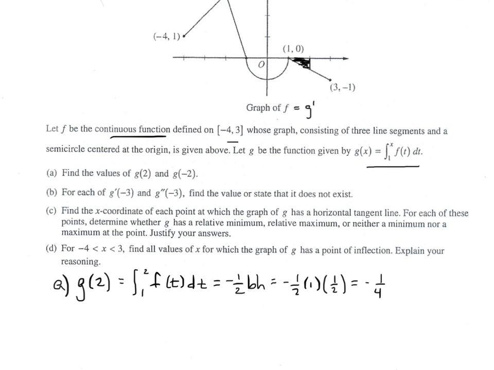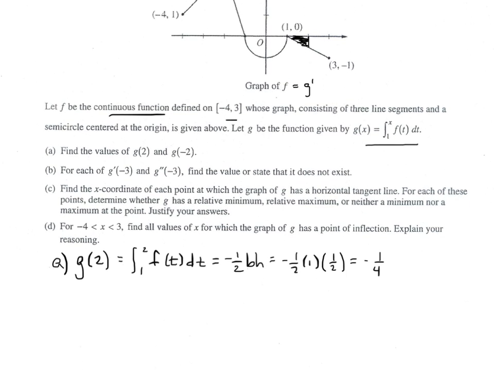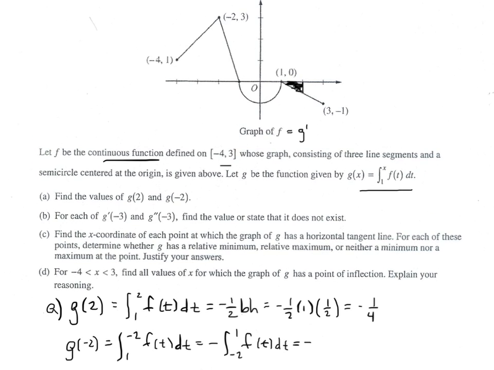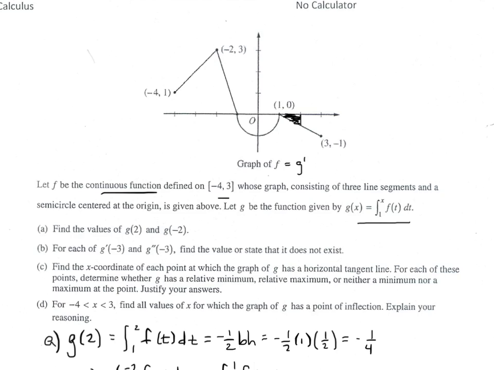Now we do the same, but for g of negative 2. So we're going from 1 to negative 2. I don't really like when my limits are out of order, so I'm going to change this around. So now we've got negative, going from negative 2 to 1. Negative 2 is here, and then up to 1.